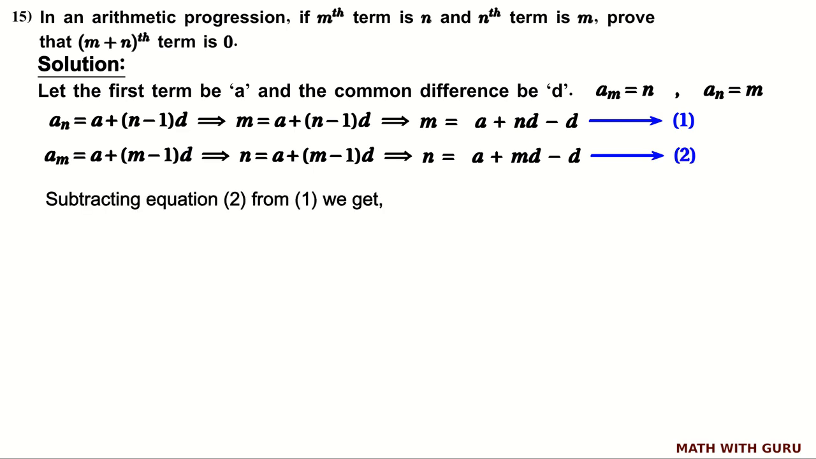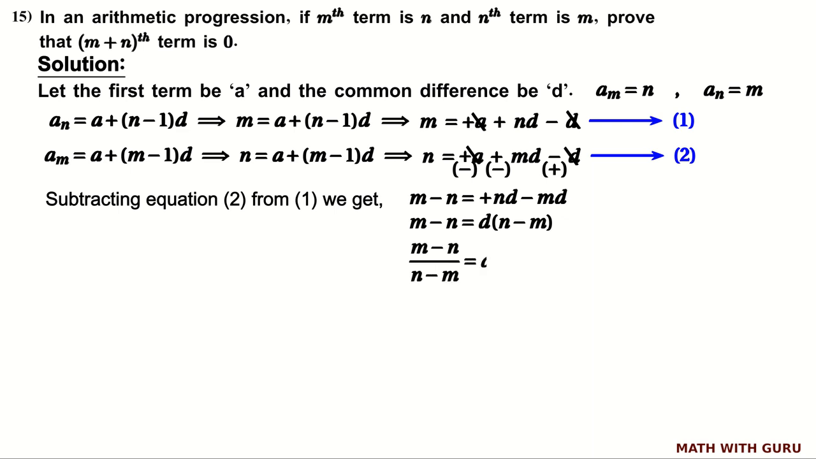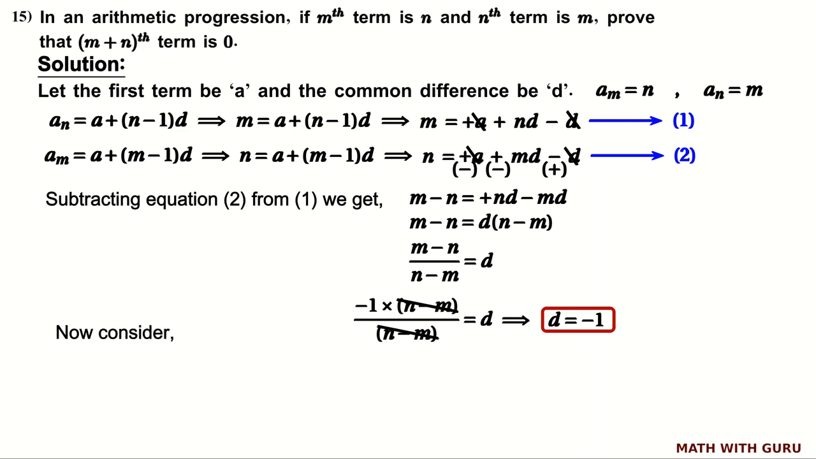Subtracting equation 2 from 1, we get m minus n equals, change the signs, and plus a minus a get cancelled, minus d plus d get cancelled, nd minus md. M minus n equals d into n minus m. M minus n divided by n minus m equals d. Minus 1 into n minus m divided by n minus m equals d. N minus m gets cancelled with n minus m. D equals minus 1.